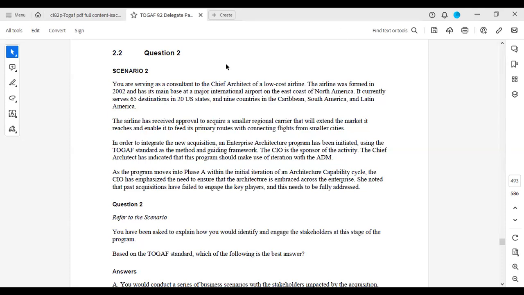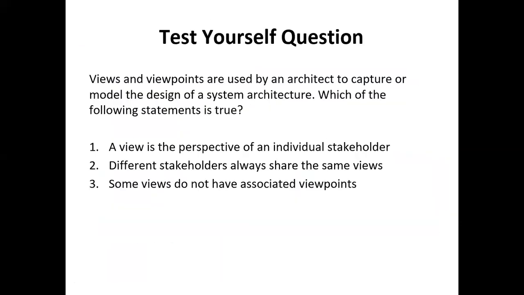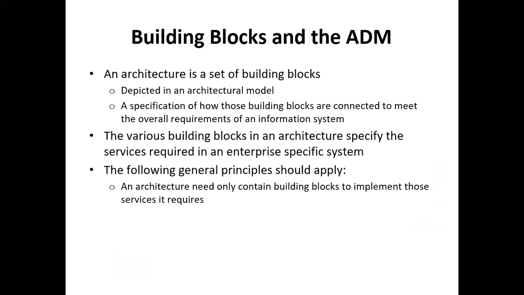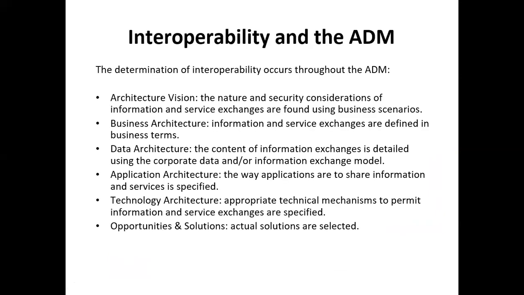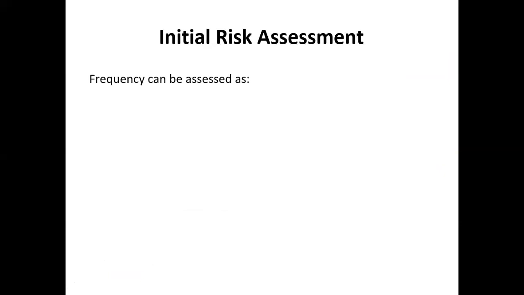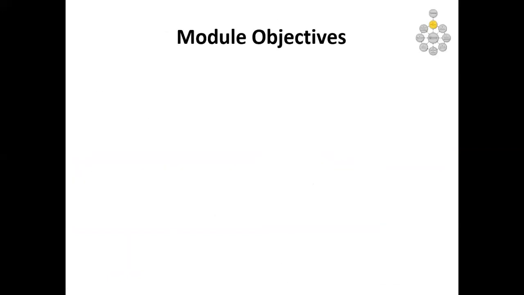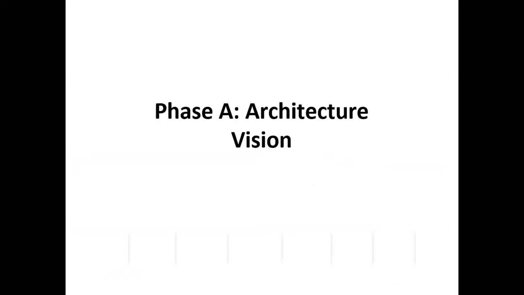Shall we go to the next topic? Yes. Okay. Now I'm going to go into the phases. This we covered. Some of the artifacts I'm not going to cover. Interoperability we have covered. Business transformation we have covered already. Then risk management we covered. Then capability-based planning we covered. Next one, phase A.